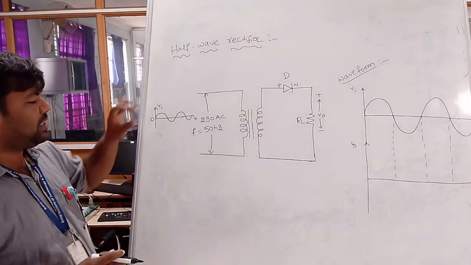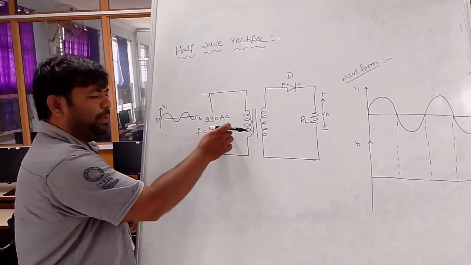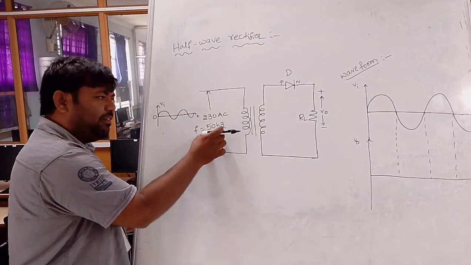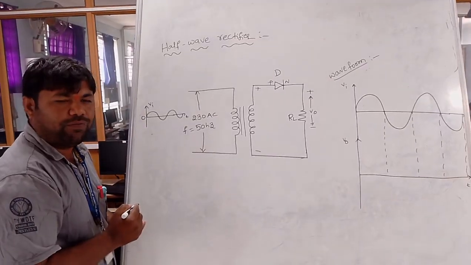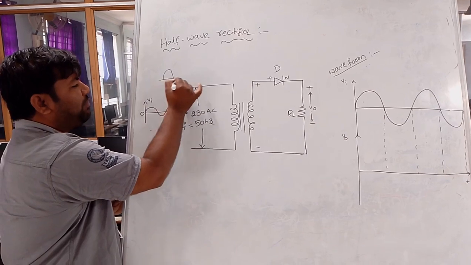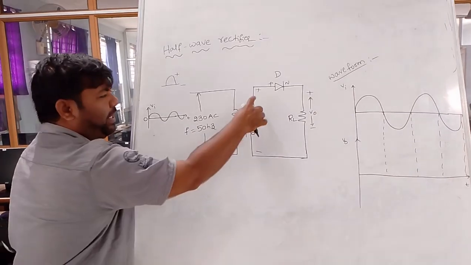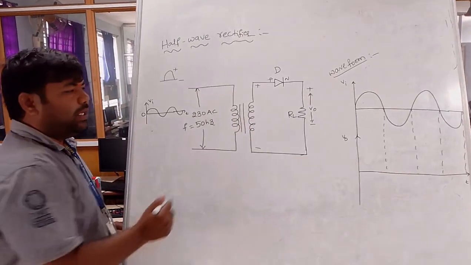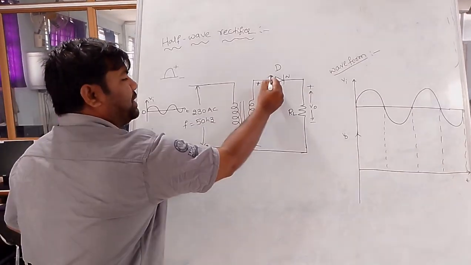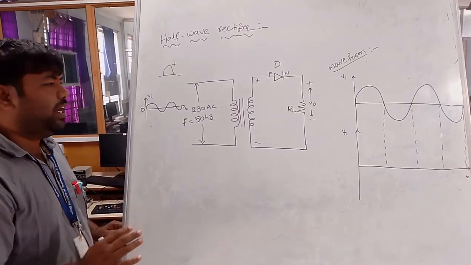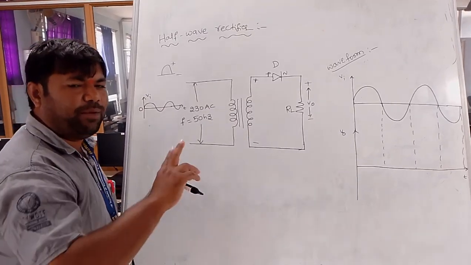From the operation point of view, first I am using the positive half of the cycle. When the positive half of the cycle is applied to the primary of the transformer, the same is obtained at the secondary of the transformer, with positive and negative terminals. Here the input voltage is positive and the diode polarity is positive, that means the same polarity.